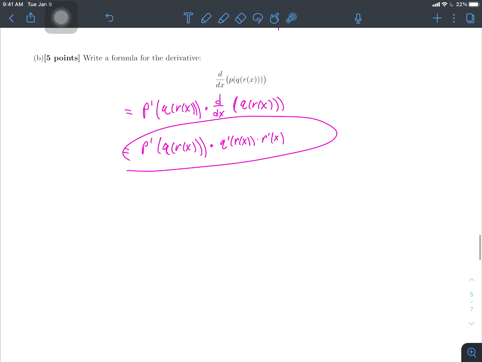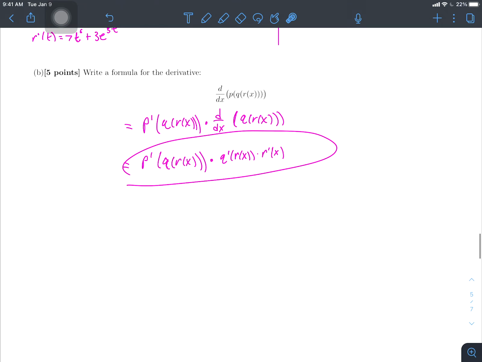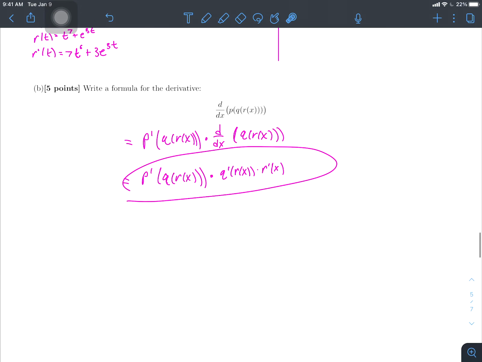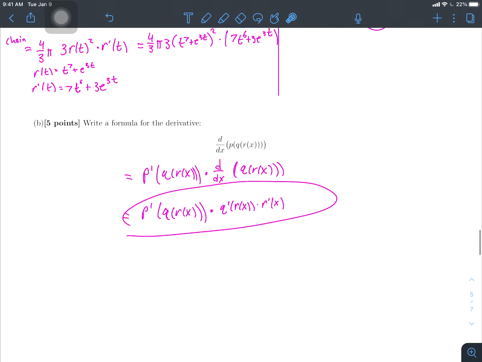Okay, so this is something that you can memorize too. So if you were really worried about a double chain rule showing up on the exam, then simply memorize this formula and make sure that you know how to identify the inner, the middle, and the outer function.